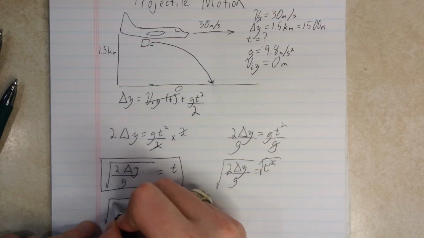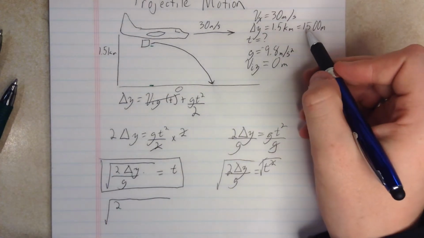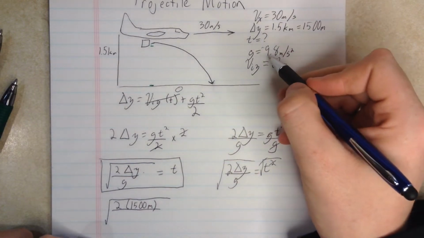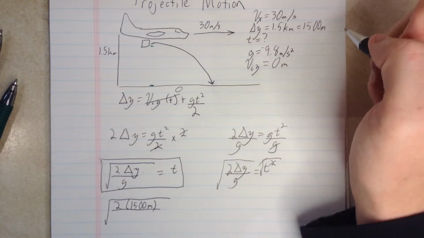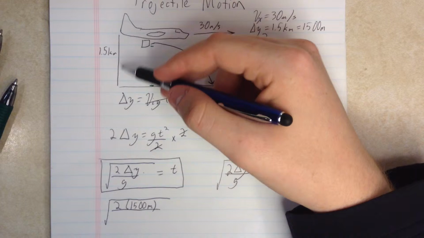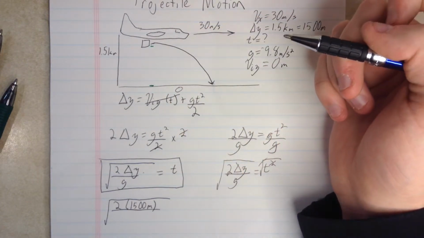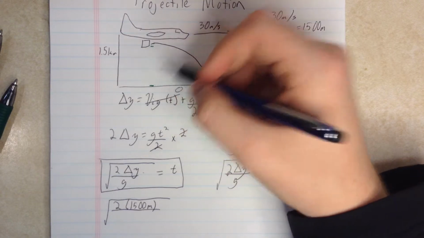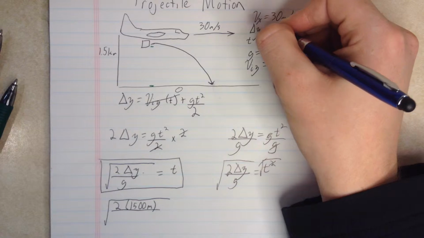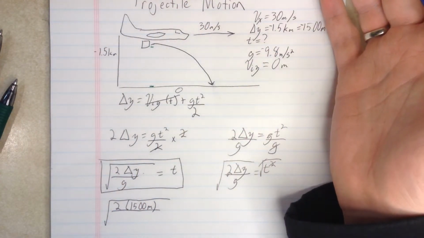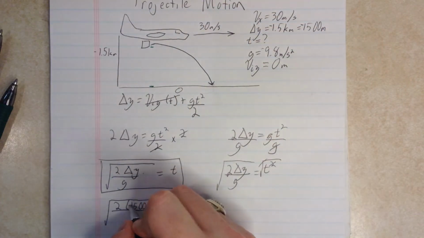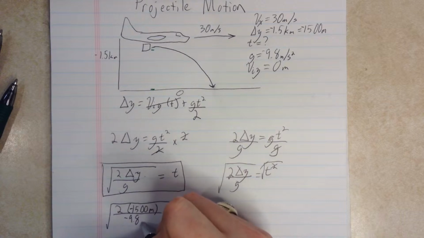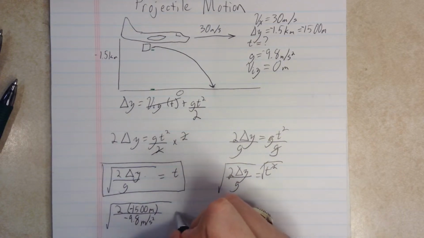The square root of 2 is a constant. Our delta y we said was 1500 meters, so 2 times 1500 meters divided by our gravity. And actually, here's a good point. A lot of times we'll tend to write this delta y as a positive value, but it is a displacement vector. And if you'll notice, this object is moving down. So our delta y is in fact a negative number, because the negative sign indicates a displacement in the down direction. We need to be careful of that, otherwise this will not make an awful lot of sense. And then for gravity we have negative 9.8 meters per second squared, and that is equal to time.